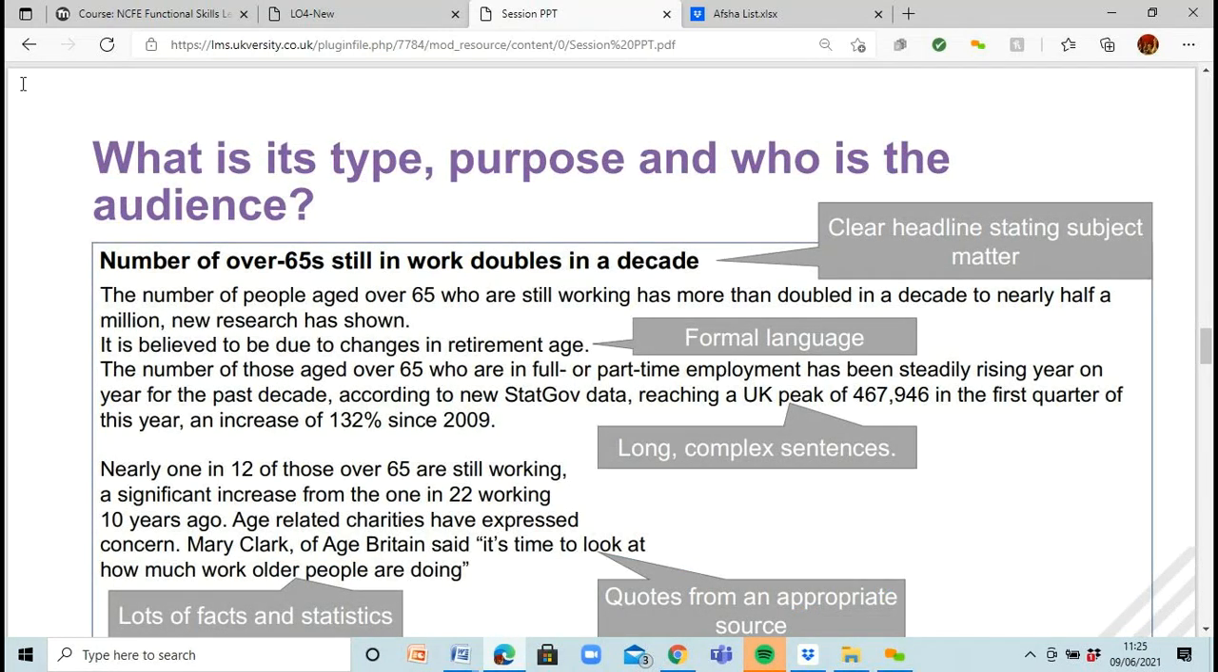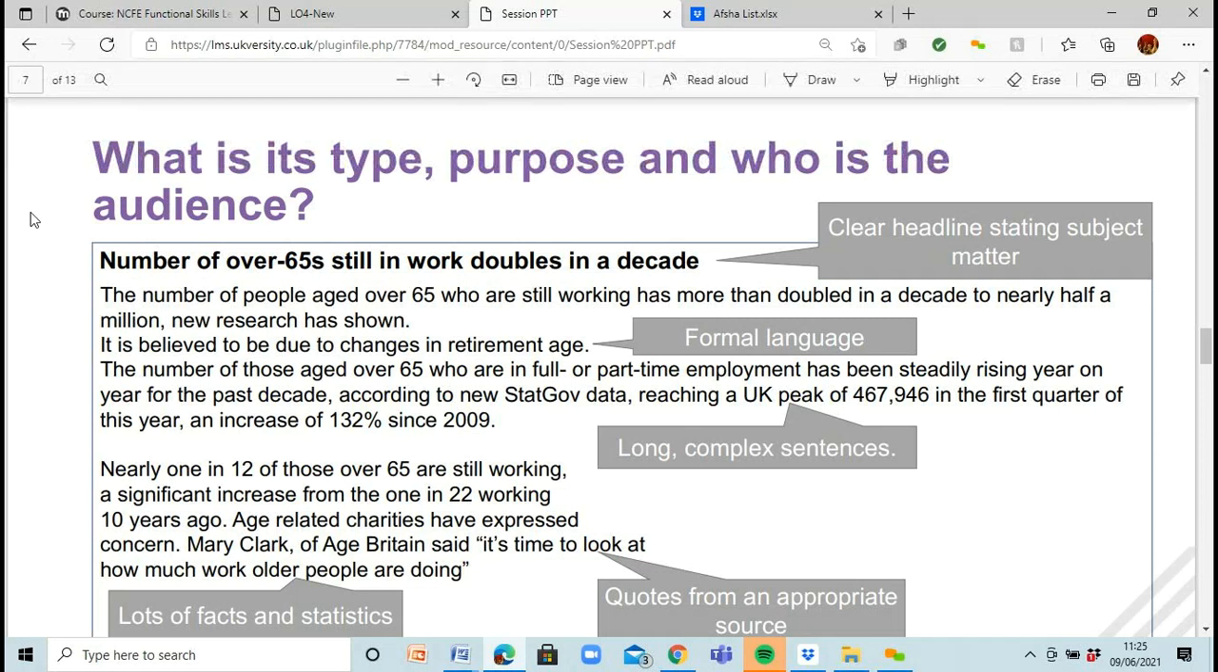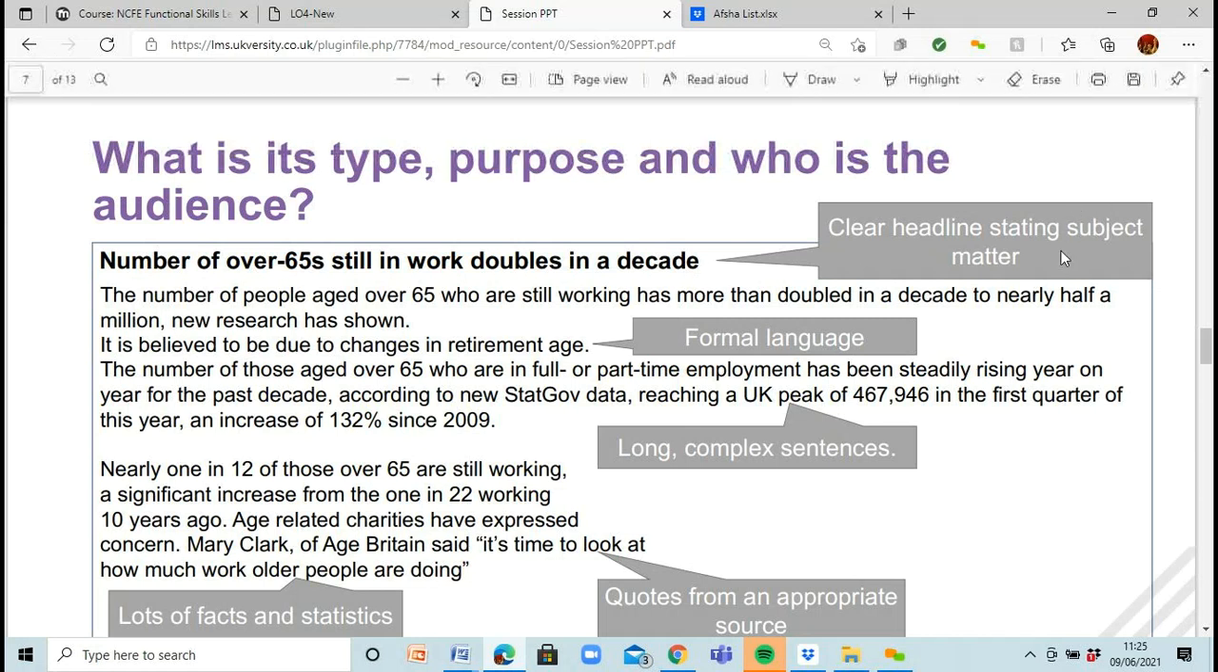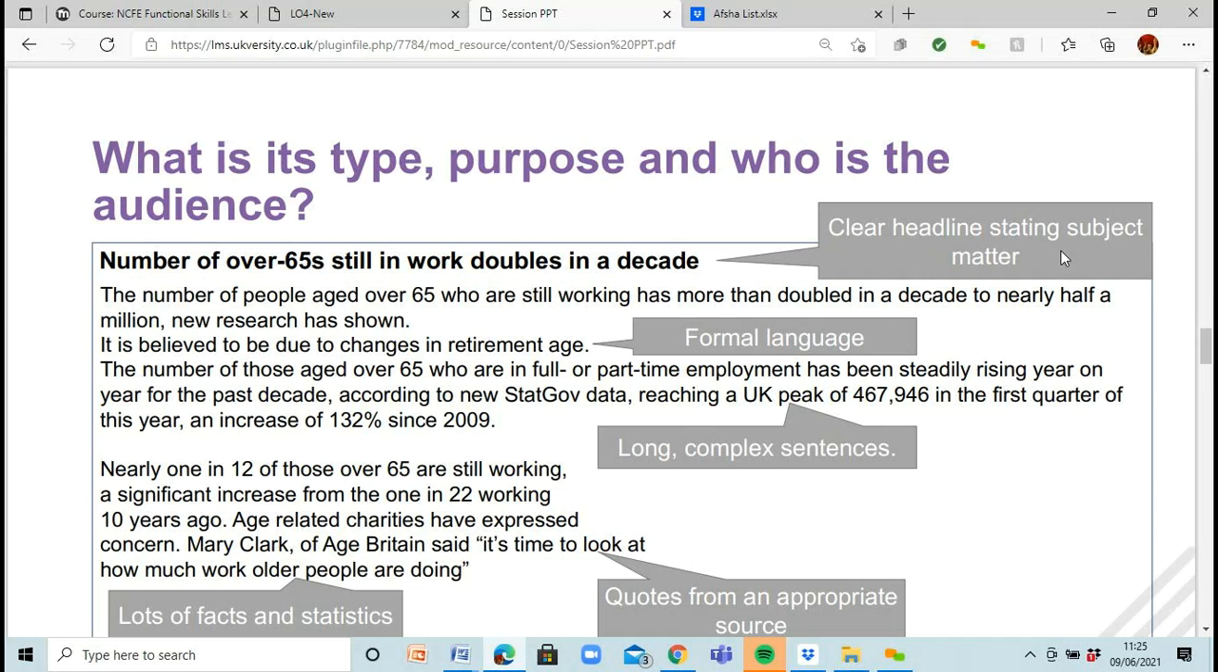Okay. And now we've got this one over here. Again, another example of a text. So what is the type, the purpose, and who's the audience? This is the title over here, so you've got a clear headline: number of over 65 still in work doubles in a decade. So the number of people aged over 65 who are still working has more than doubled in a decade to nearly 500,000, new research has shown. It is believed to be due to changes in retirement age.